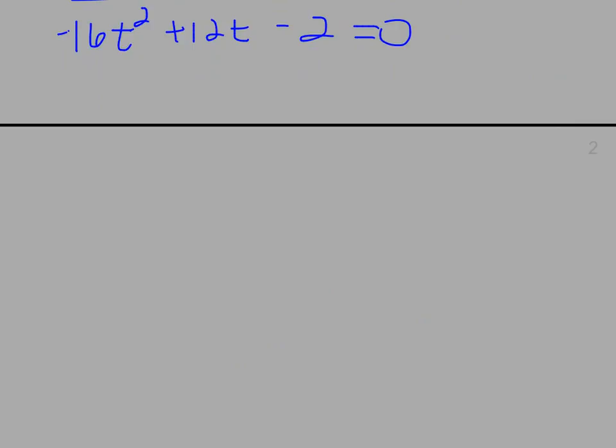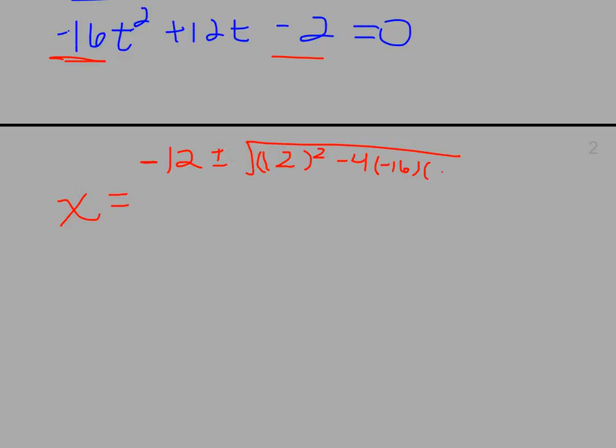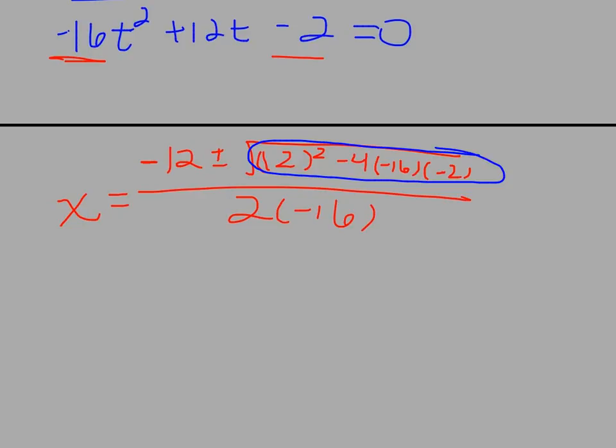Okay, so x is going to equal negative b, which is 12, plus or minus the square root of 12 squared minus 4 times a times c. And it's going to be all over 2 times negative 16. So remember, we always have to do what's inside the radical first. So we're going to end up with x equals negative 12 plus or minus the square root of.